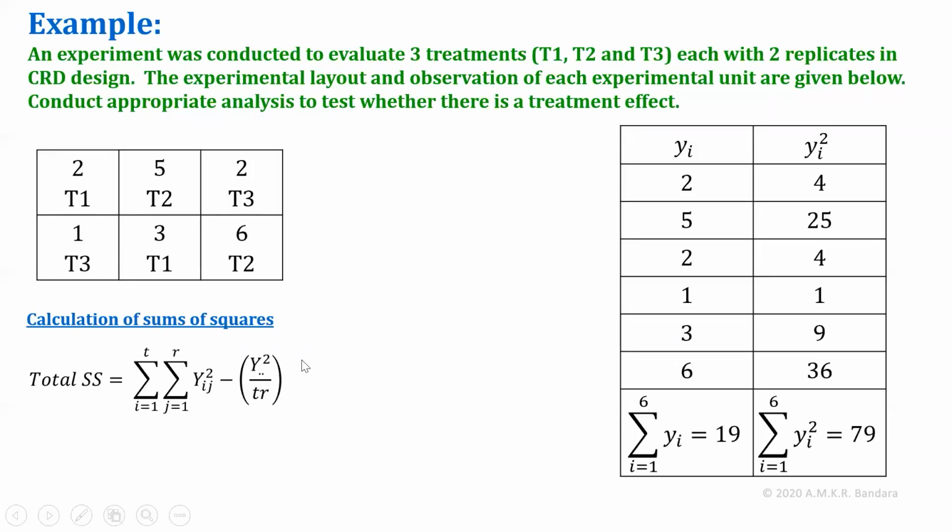And next you need to find the correction factor. In order to find the correction factor, first you have to find y dot dot. y dot dot means the total of all the observations, that is 19. Now square that value 19 and divide by the number of observations, that is t into r. T is 3, r is 2, so 6.